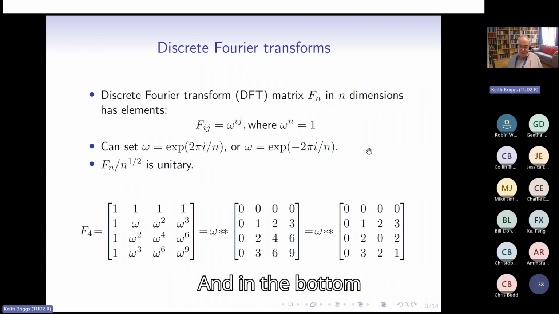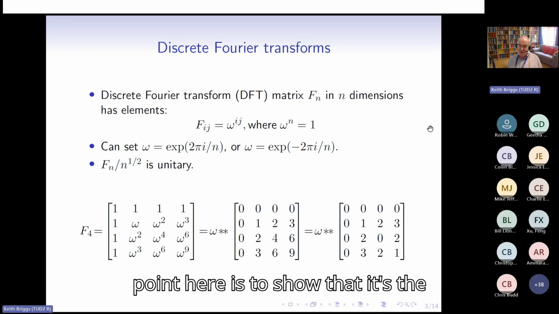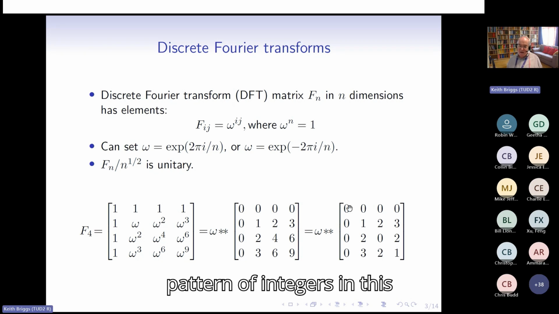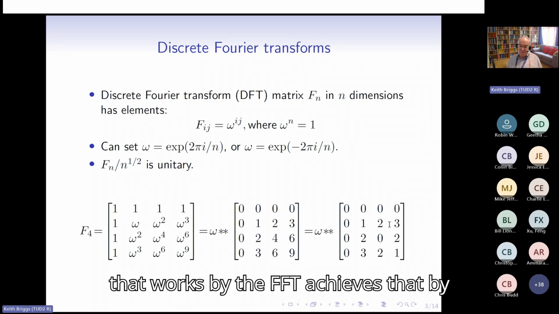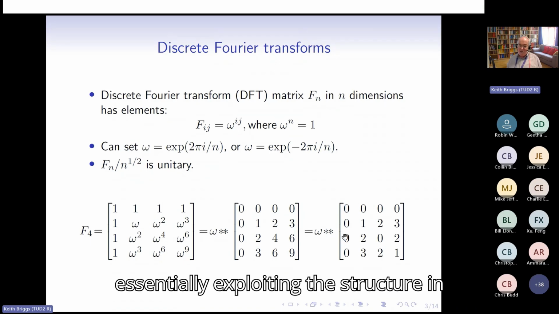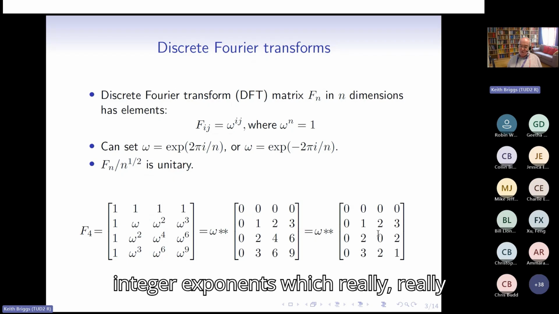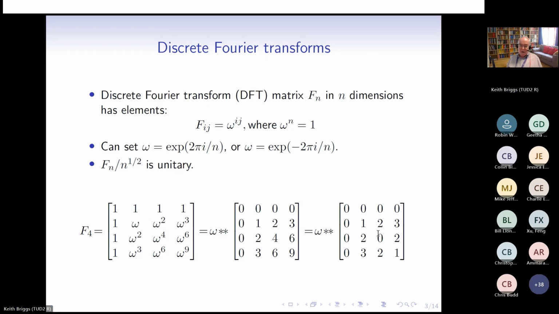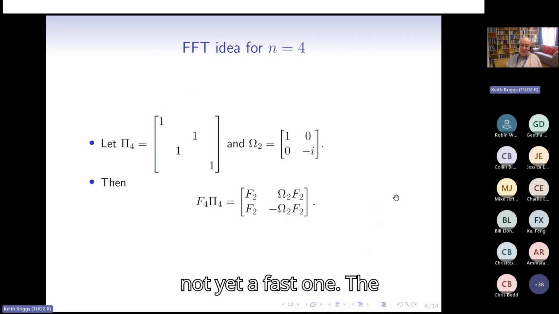And in the bottom line, I've introduced this star-star notation for a kind of element-wise exponentiation. And the point here is to show that it's the pattern of integers in this square matrix that's the essential point about this matrix structure. Everything that works by the FFT achieves that by essentially exploiting the structure in that pattern of integers. So even though it's a complex matrix, it's only these integer exponents which really matter. So that's a DFT, so it's not yet a fast one.